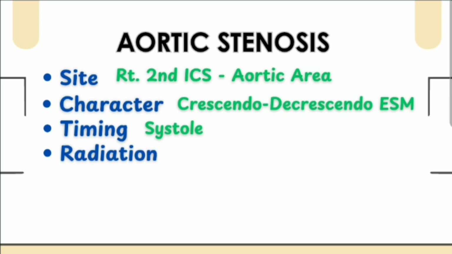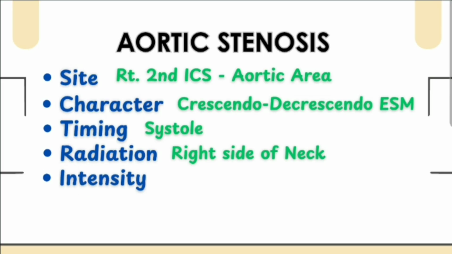Then comes radiation of murmur. This murmur classically radiates to the carotids. That's a key point for this murmur. So if you hear a systolic murmur radiating to the neck, think of aortic stenosis. Then comes intensity of murmur. The loudness of the murmur varies. In severe aortic stenosis, the murmur may actually become softer because less blood is getting across the valve.